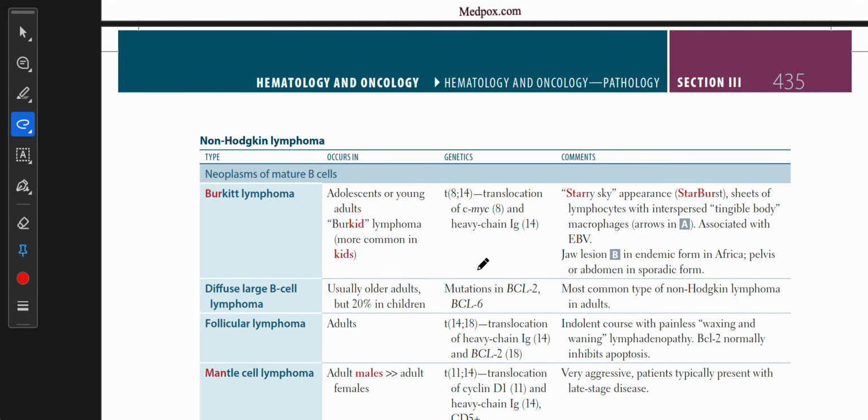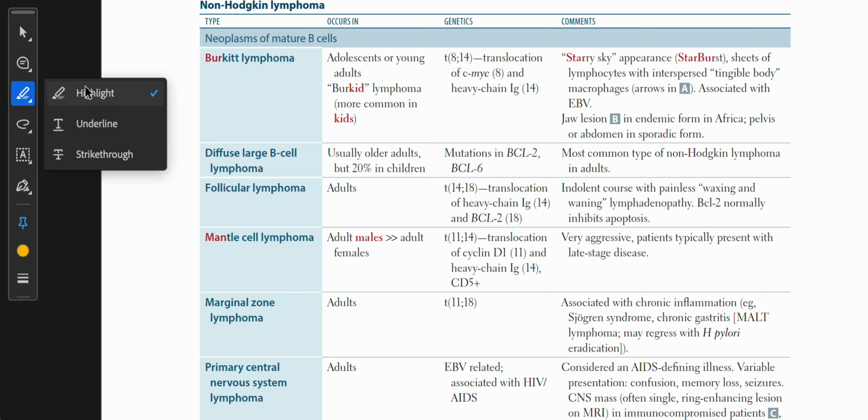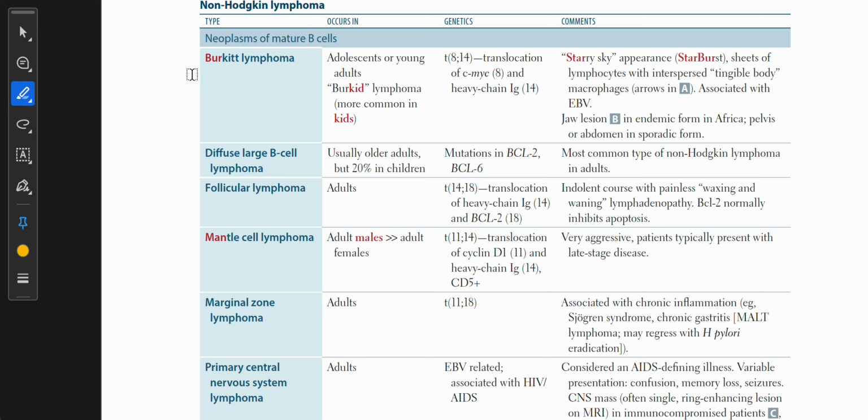So let's go into non-Hodgkin lymphoma. There are a lot of types of non-Hodgkin lymphoma. We will tap into each of them right here. First one is Burkitt lymphoma. Burkitt lymphoma occurs in adolescents and young adults, and is more common in kids.